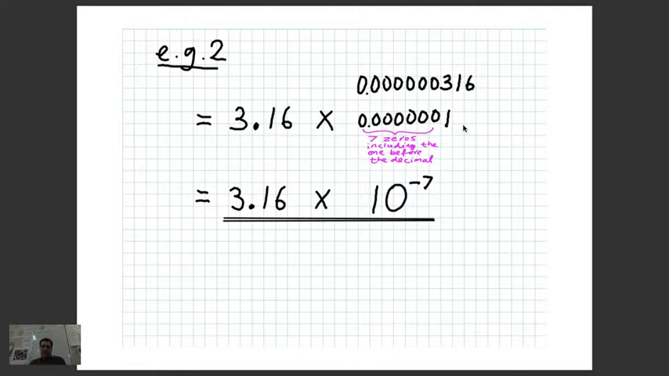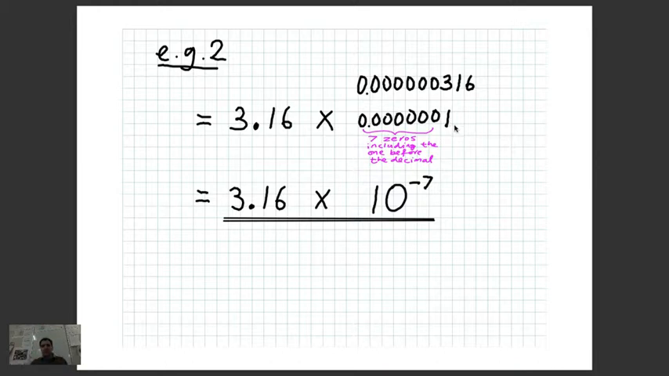Then hopefully by lining it up like that, you can see that the number here, 0.000000316, is 3 and a bit times as big as the number underneath it, 0.0000001. You can kind of see that the number above is about 3 times as big as the number underneath, because it's got a 3 in that particular column instead of a 1.